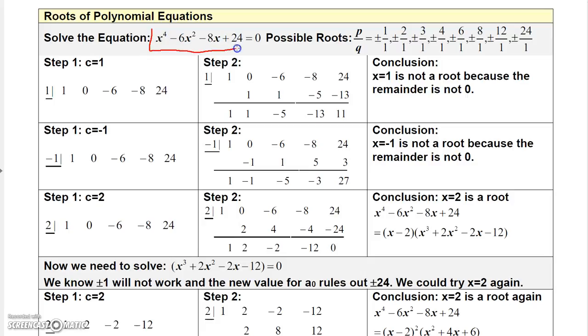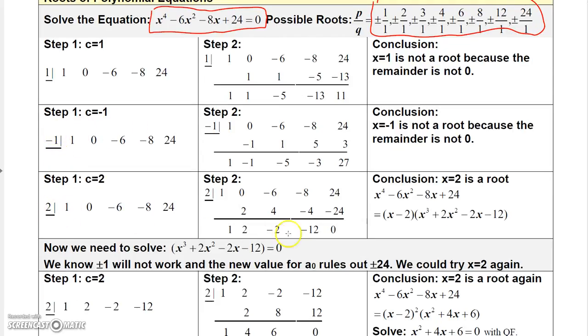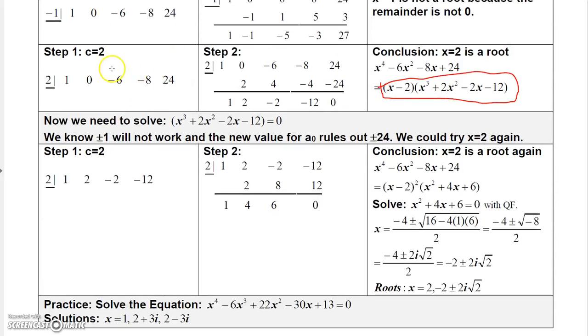Okay, now this one's not a lot of fun because you got a lot of factors for 24, but here's the list of possible roots here. So I'm just going to kind of speed through this. I tried 1, I didn't get a remainder of 0. I tried negative 1, didn't get a remainder of 0. I tried 2, and I got a remainder of 0. So that means this factors into x minus 2, and then the coefficients are 1, 2, negative 12 to give me this trinomial. So now let's try this trinomial.